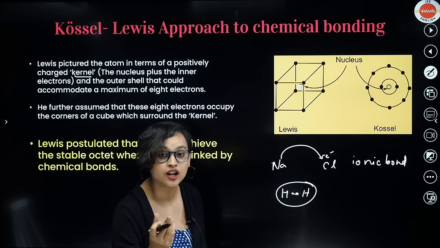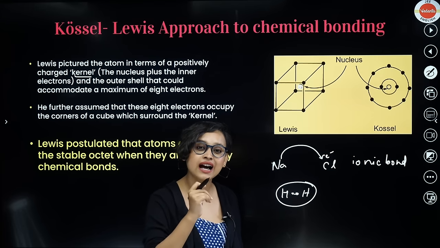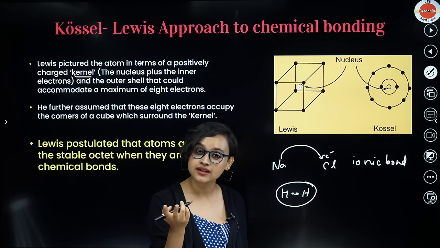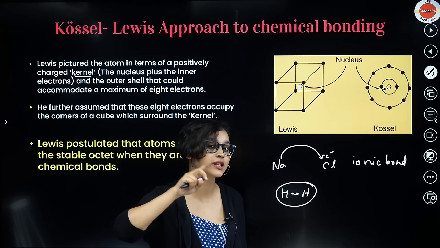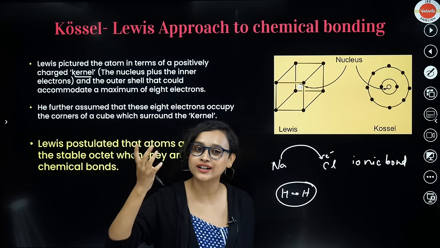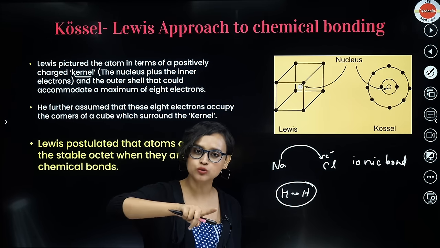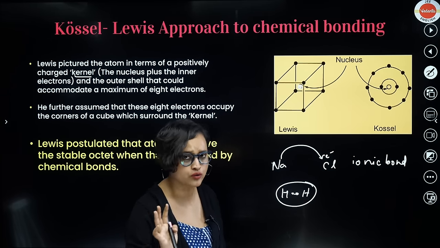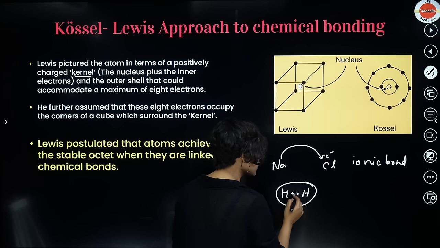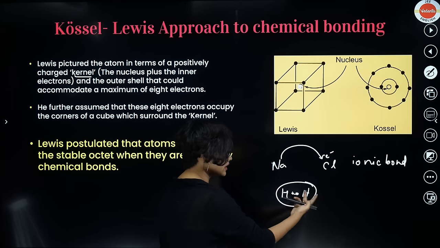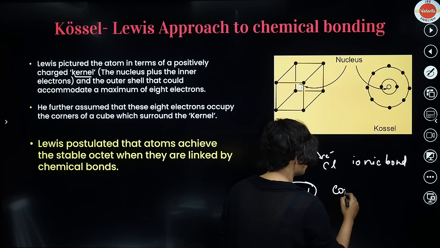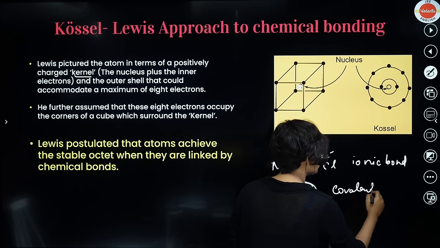Together they will form a duplet. Hydrogen has an exception. Helium also has an exception because helium does not complete its octet. It doesn't have 8 electrons. It has 2. That's called a duplet. So either duplet or octet, that's the only thing they want to attain, right? So hydrogen wants to attain the duplet. It shares the electron and it forms a covalent bond, okay? It forms a covalent bond.